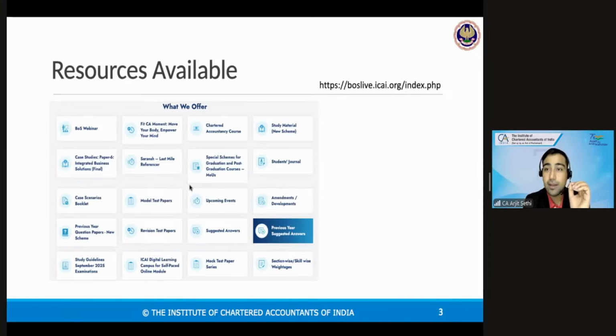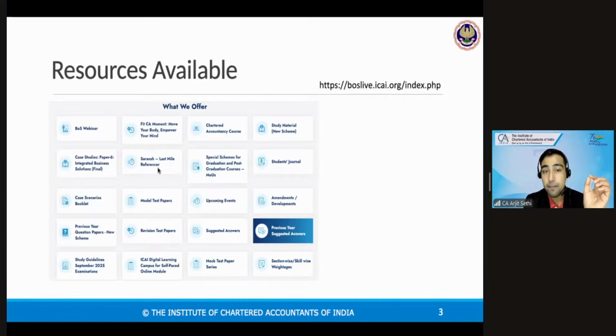You have the books here, you have case books, you have model test papers, you have case scenario booklets, you have previous year question papers, you have revision test papers, you have suggested answers. How the institute wants you to write answers is here. Mock test paper series keeps happening. Keep an eye on that. Previous year suggested answers, the saransh. You have a new study material, you have a preparation material, you have the last mile reference, we call it saransh. Absolute great short revision booklet for you.